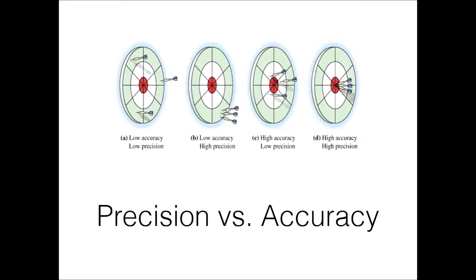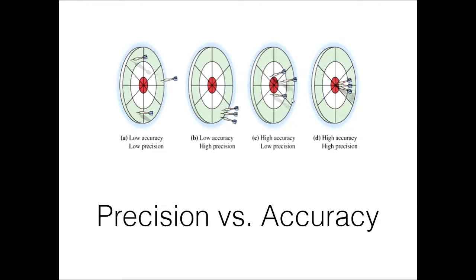This person who's thrown this dart, their measuring device, analogy to that, would have high precision. All the measurements are close to each other. But their average position is very far from the bullseye, so that would be low accuracy.